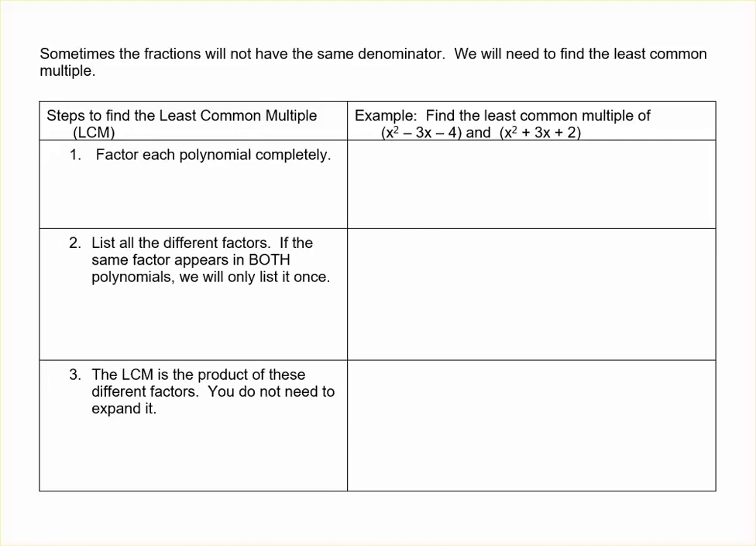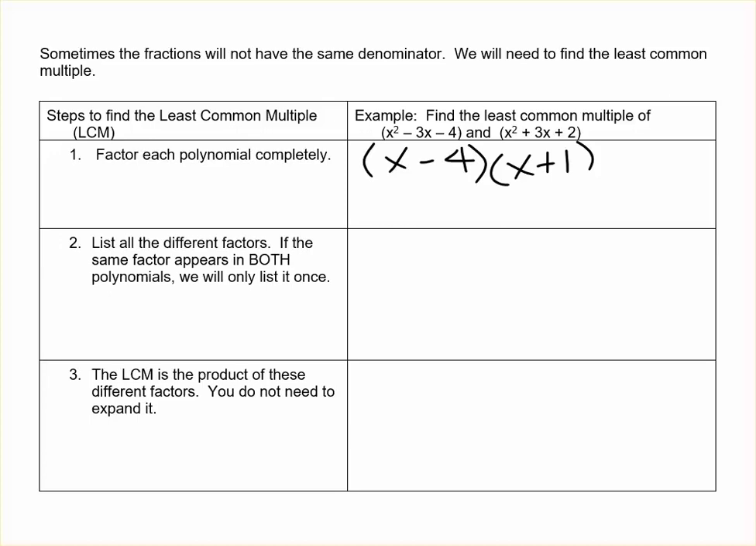Now, what happens if our fractions do not have a common denominator? We need to find one, and we're going to find it using the least common multiple. To do this, we're going to start by factoring. When we factor x squared minus 3x minus 4, remember, we are looking for two numbers that multiply to equal negative 4, but add to equal negative 3. That would be x minus 4 and x plus 1.